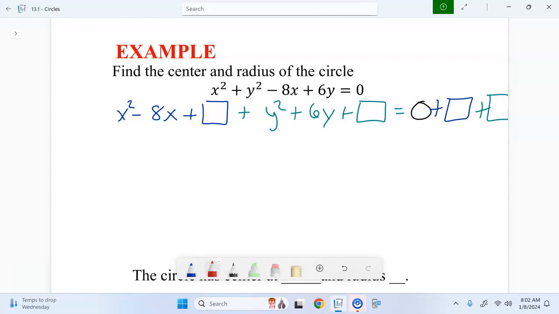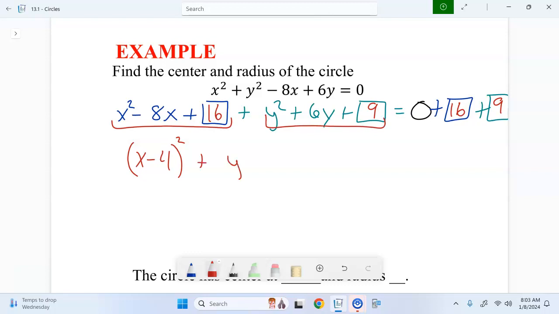What's going to go in our dark blue box? Good. Okay, 8 over 2 squared. What goes in our light blue box? 9. All right. First part, factors to be. Good. And our second part, factors to be. 20 squared, good. And our right side simplifies to. Good.